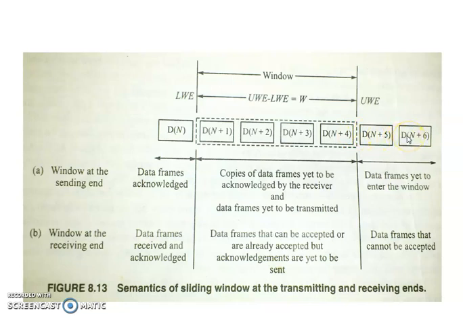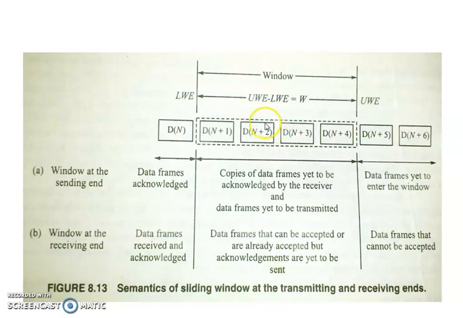Now this edge, this upper edge, so we have two edges. This is called the upper window edge, and this is called the lower window edge. Some technical things that you should remember: when there is a window, we have a lower window edge and an upper window edge, and then this is the actual window.